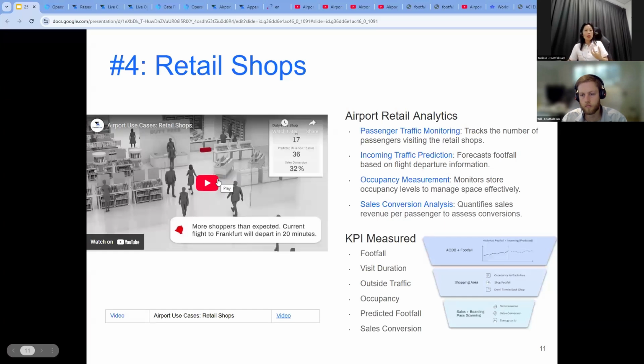From an operator perspective, this allows for flight-level behavior analysis, understanding what passengers on flight A did versus those on flight B. This supports the rental rate justification and lease optimization decisions for your retailers. Our system also uses flight schedules. We integrate with AODB to predict upcoming footfall and provide retailers with an early forecast of expected traffic.